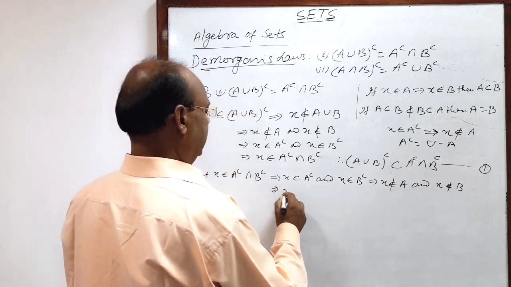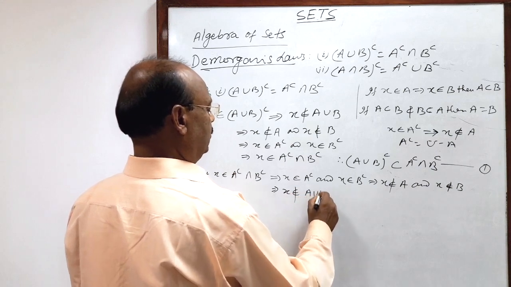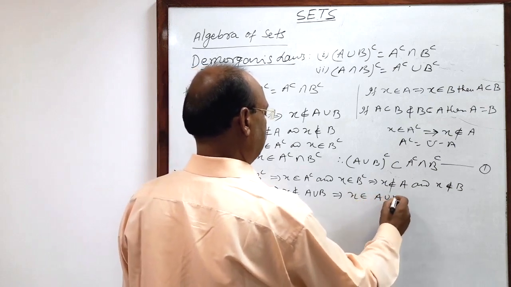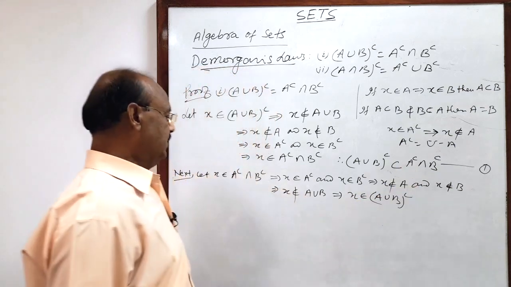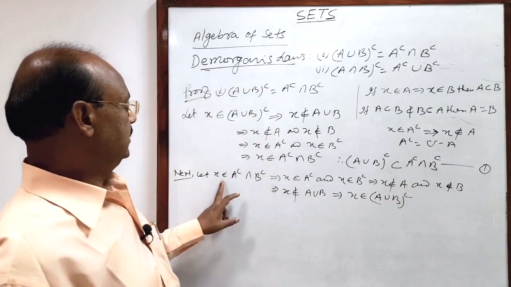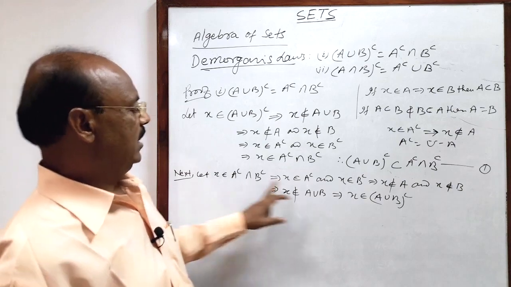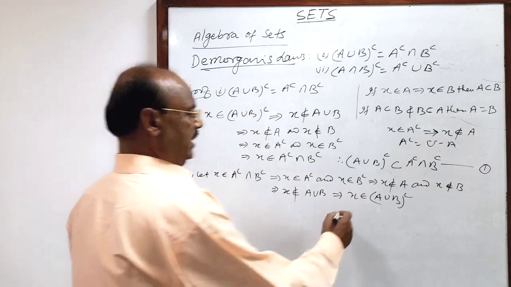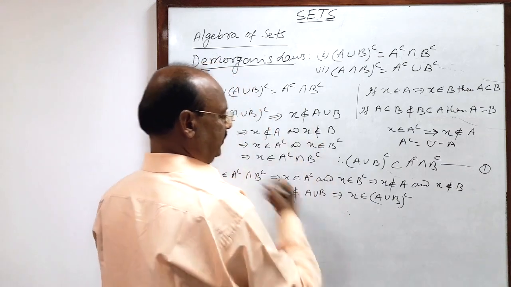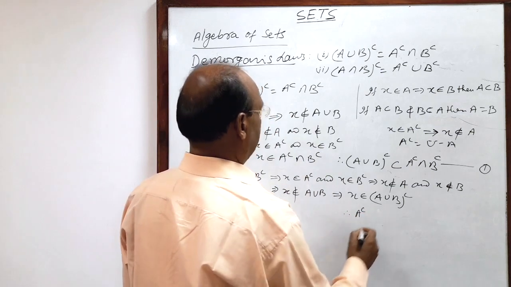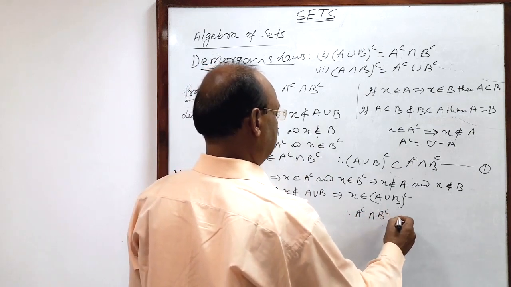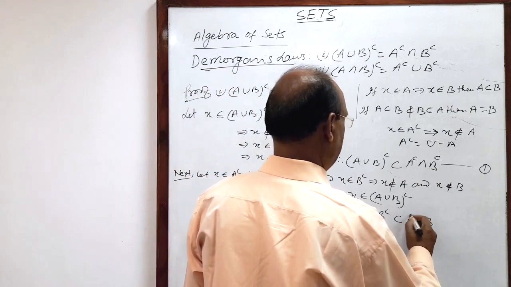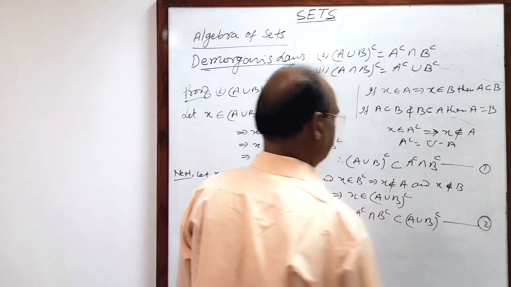So this implies that X does not belong to the union of these two sets, and this implies that X belongs to (A union B) whole complement. So you see, here we had started with the right hand side, X an arbitrary element belonging to the right hand side, and we are coming here, X is belonging to the left hand side. So what does it show? It shows that RHS is a subset of LHS. So this shows that A complement intersection B complement is a subset of (A union B) whole complement. This is relation number 2.